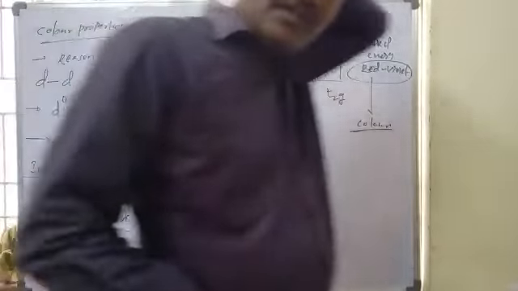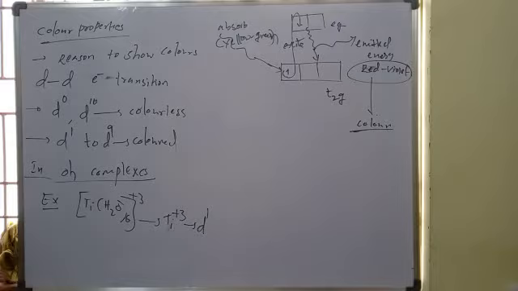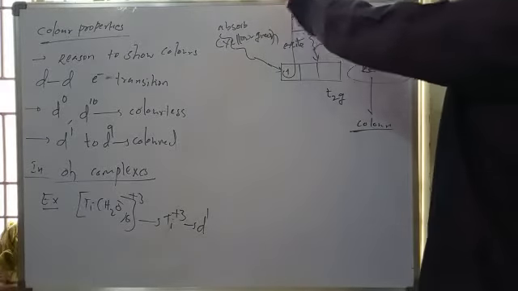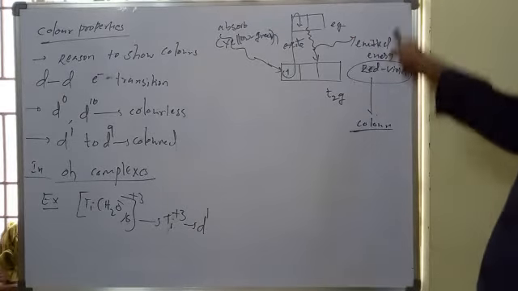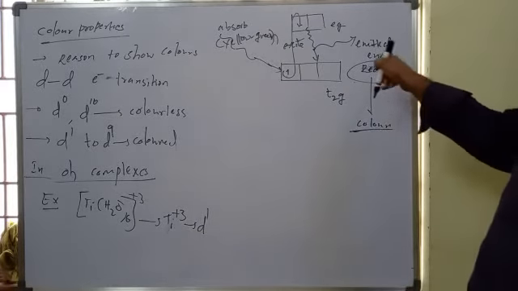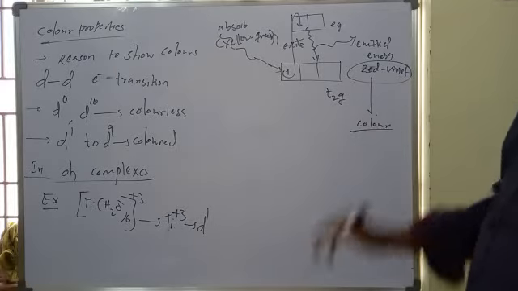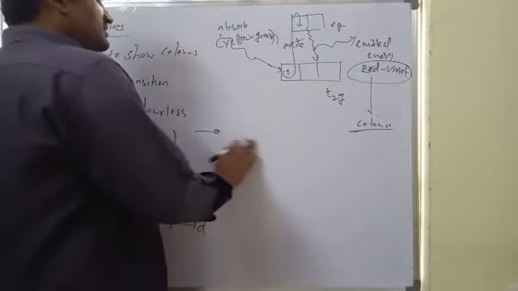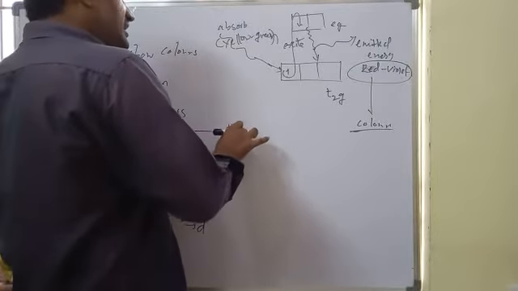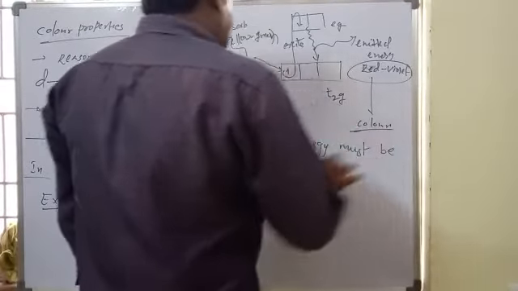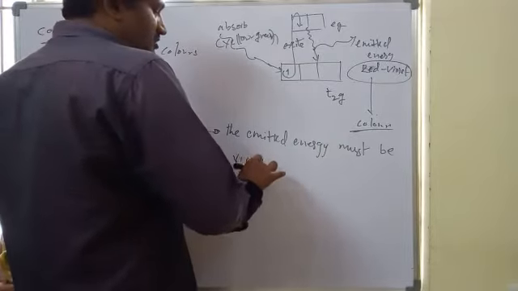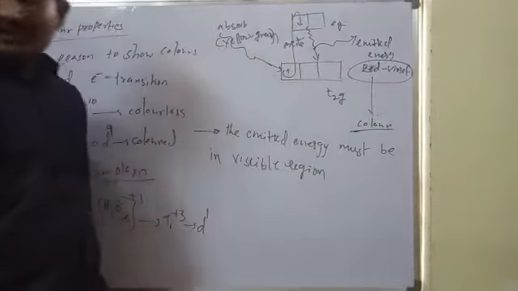So if a complex has a d1 to d9 configuration, when it absorbs a particular amount of energy in the visible region, the electrons present in the t2g set go to the upper excited state. Then when the excited electron comes back to the lower level, some energy is emitted, and if that emitted energy is in the visible region, it appears as a color. The emitted energy must be in the visible region; then only they show colors, otherwise not.